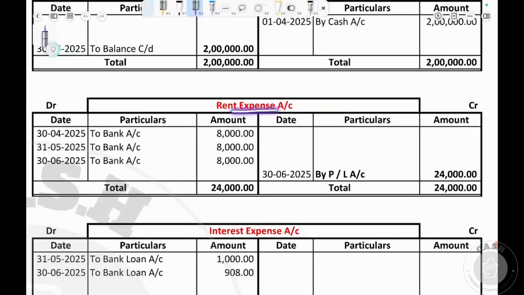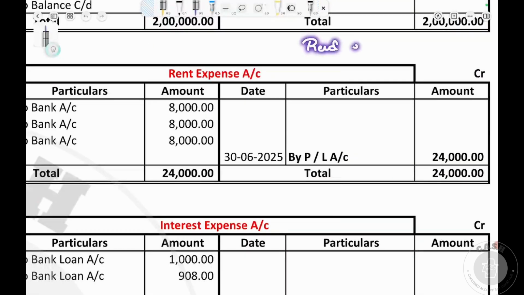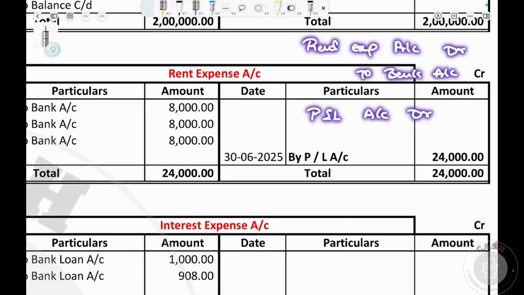Since it is an expense, all incomes and expenses will be sent to P&L account for profit or loss calculation. So we are sending it to P&L account. P&L account is debited, rent expense is credited. Now it is rent expense account debit to bank account. Then it will be profit and loss account debit to rent expense account.